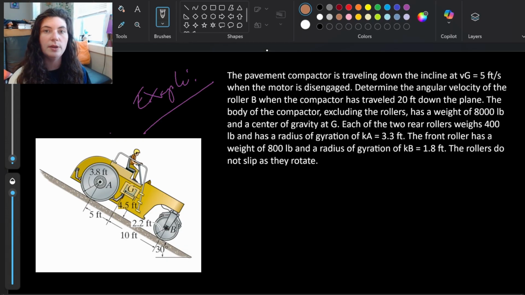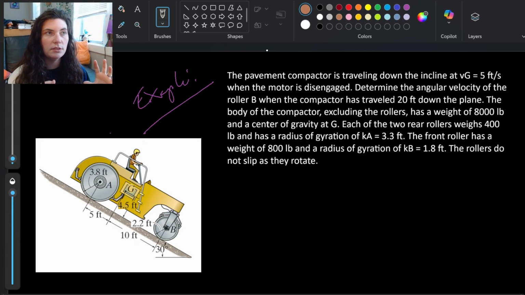All right, so we have another problem where we have rolling without slipping, this time for 2 wheels that are moving together along the ground as this tractor moves down the incline, right? So the only way this thing is moving down the incline is by gravity, right? It had an initial velocity, the power was cut, and then the only thing that's keeping it going is the weight of the vehicle itself causing the movement down the incline.